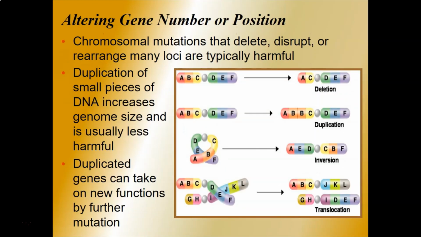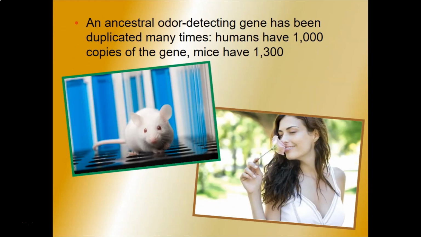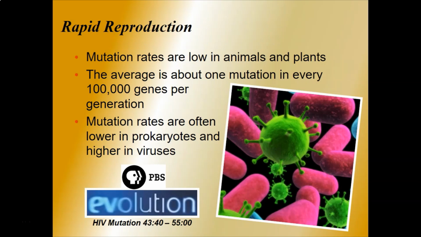Of course, you can also alter the number or position of genes on chromosomes. So we learned about these before. Remember, chromosomal mutations, they're an even bigger deal, right? Because they can goof up huge pieces of DNA. So an example here, the odor detecting gene has been duplicated many times. So in this case, this is a good thing. Gene duplication, right? Humans have about 1,000 copies of this gene, whereas mice have 1,300. Okay, so that's an example where we can smell things, detect odors better, right? All because we have a lot more copies of that gene.